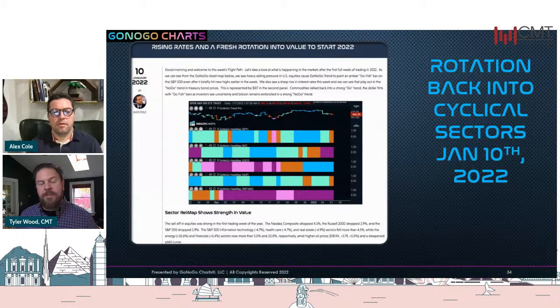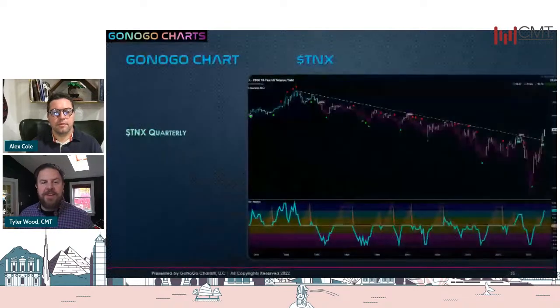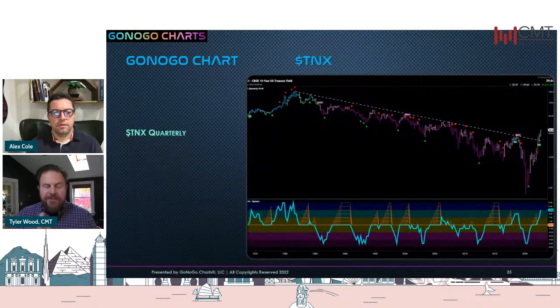We saw leadership coming from the small energy market, but we also saw a rotation back to cyclical sectors broadly, and the end of that real growth equities trend at the beginning of the year. And why is that? Well, we have to take a look at interest rates long term.